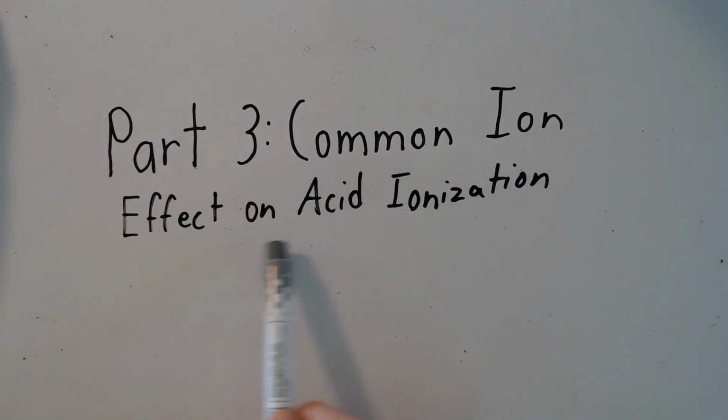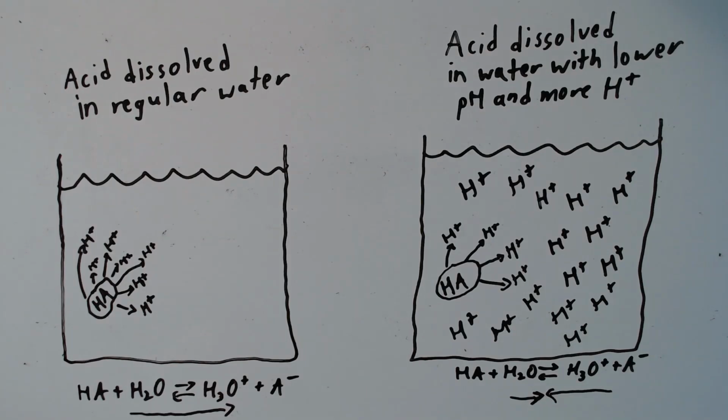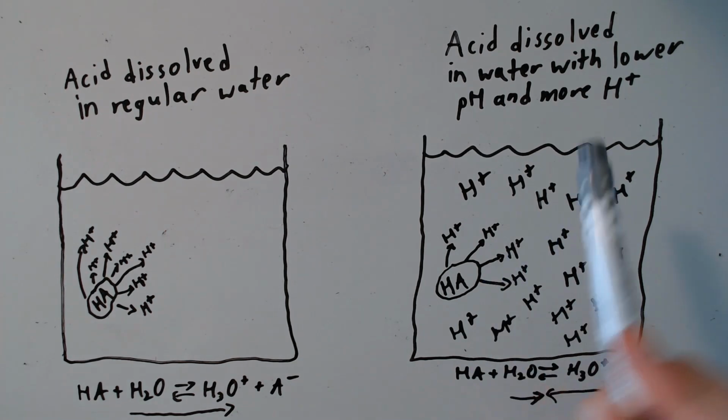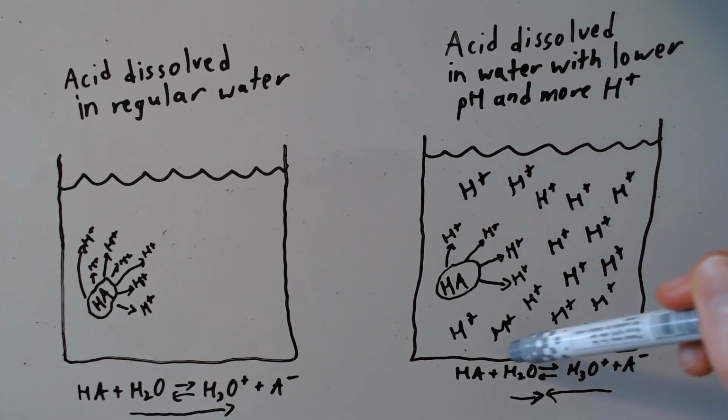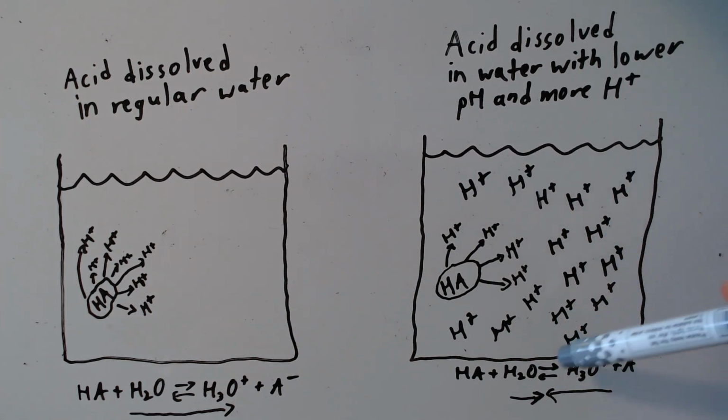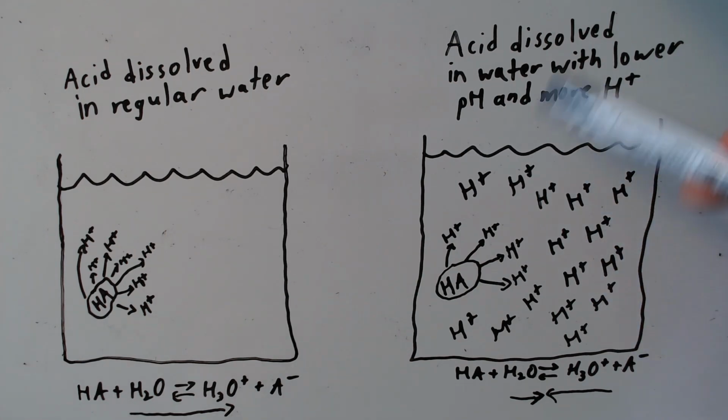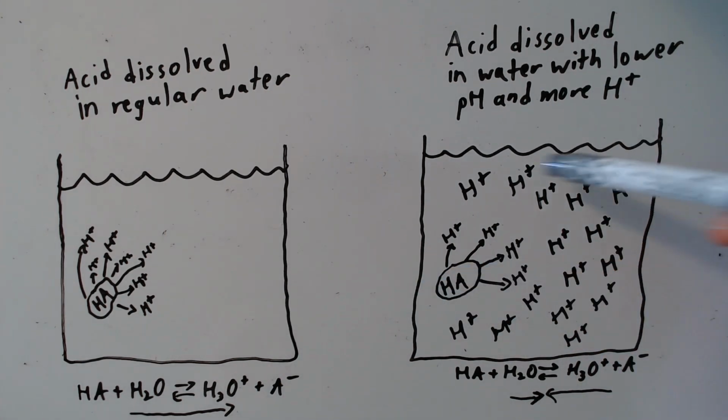Part 3. Common ion effect on acid ionization. Furthermore, another type of problem that might be asked is to find the concentration of anion that an acid produces when dissolved in a solution of a certain pH. This problem might be asked because not all acids are dissolved in solutions of pure water. Some are dissolved, as can be seen here, in solutions that already have another acid dissolved. So this HA is dissolved in a solution that already has a high concentration of H+.